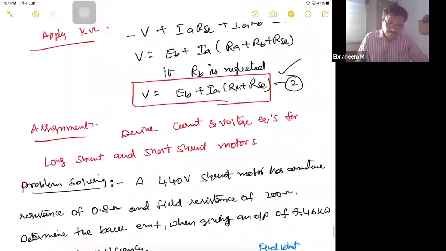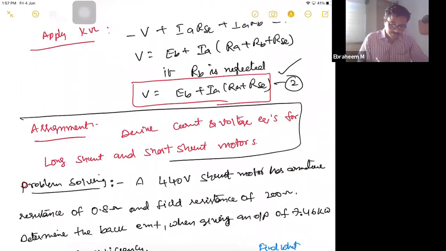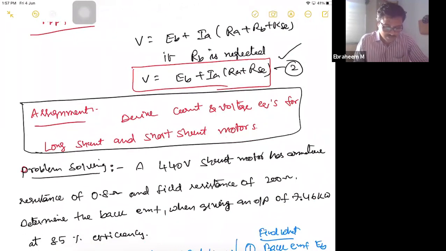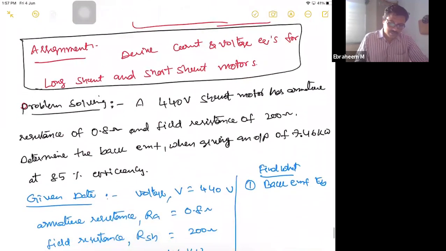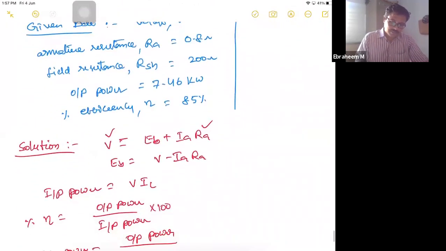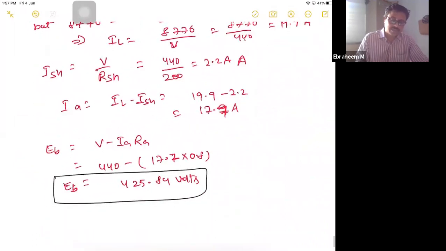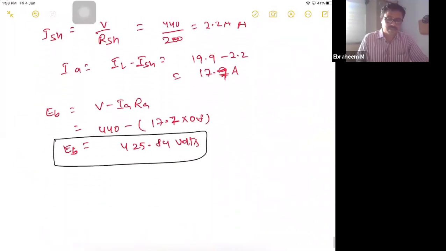After that I have given an assignment. I will create a folder in the Moodle. You have to upload this assignment by writing on paper, right? We have solved a problem. So this is what a DC motor is. In the next class we will see the torque equation of a DC motor.